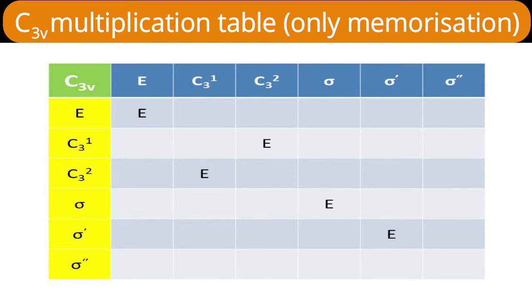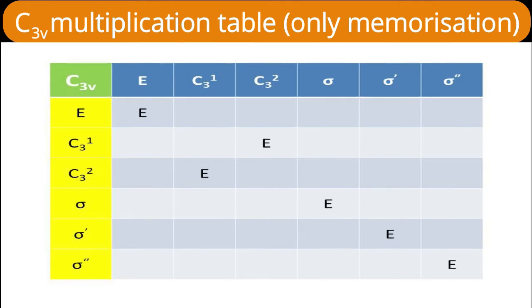If I consider sigma double dash as a reflection operation, then which other operation should I consider so that I'll get the result as identity? Yes, reflection of reflection is identity. Therefore, sigma double dash into sigma double dash, result is identity. Out of 36 possible positions, we have just covered 6 positions.